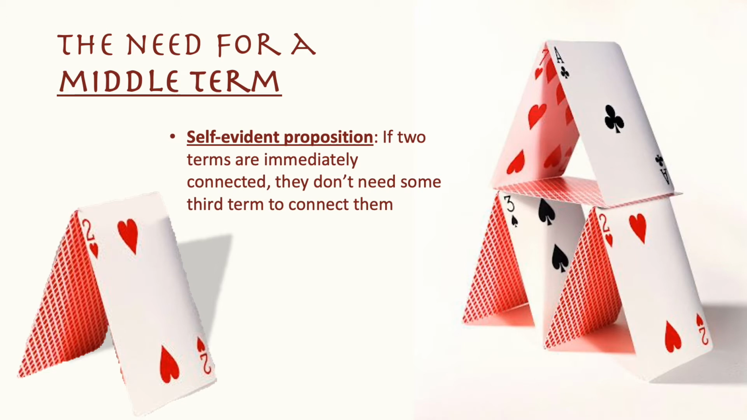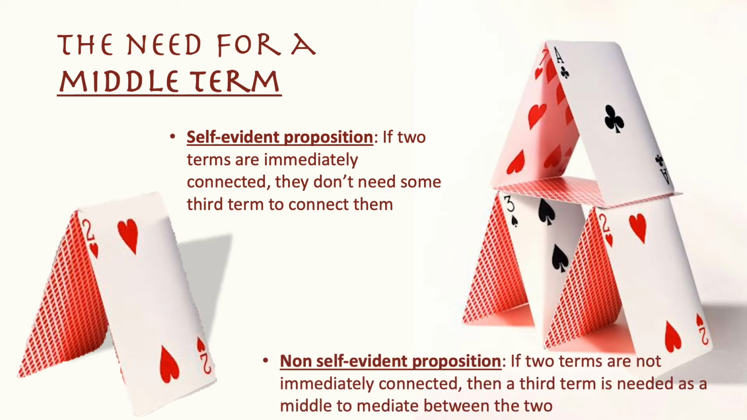Middle terms are necessary because not all propositions are self-evident or immediate propositions. Self-evident propositions occur when two terms are immediately connected. They don't need some third term to connect them. Non-self-evident propositions, on the other hand, occur if two terms are not immediately connected. Thus, a third is needed in order to connect them.